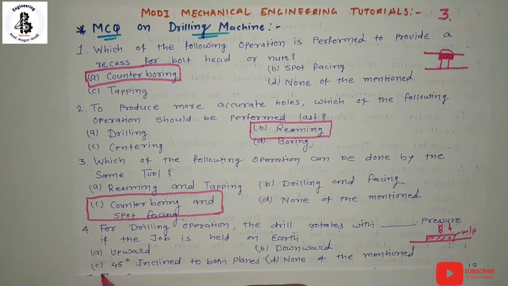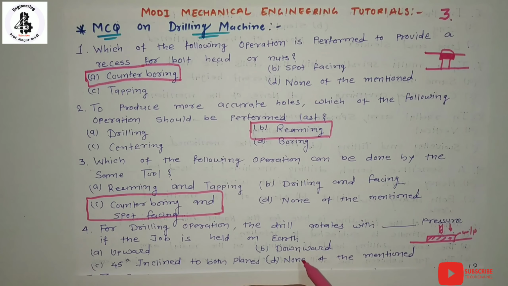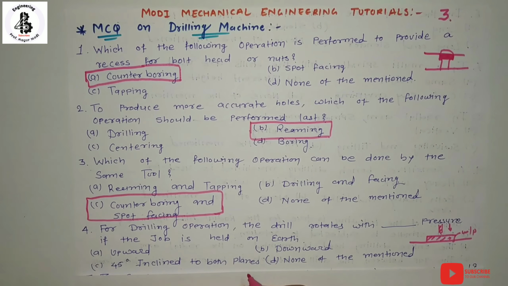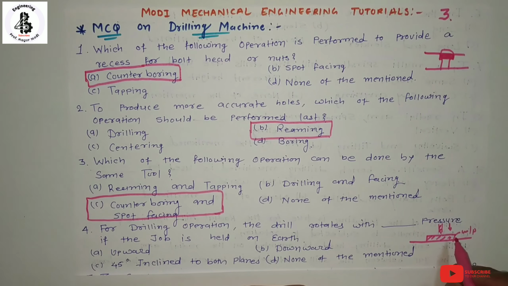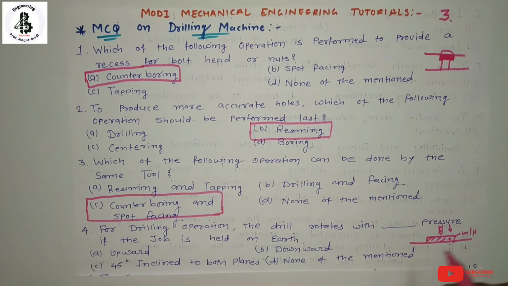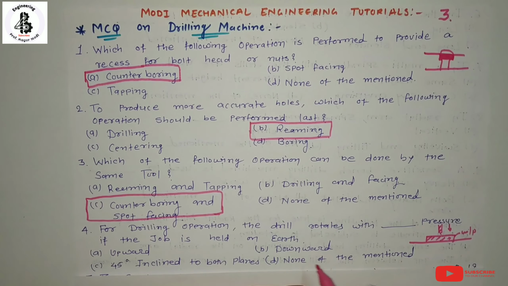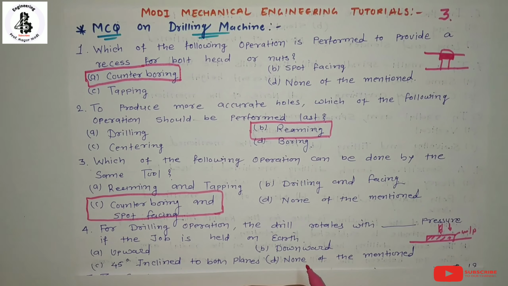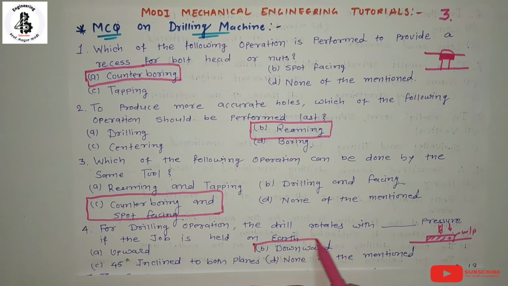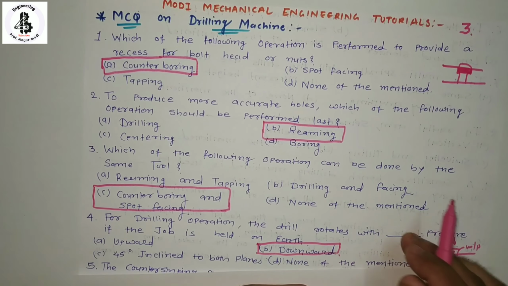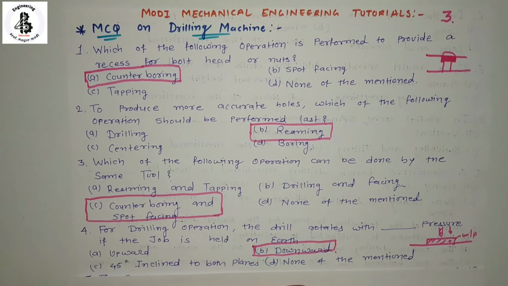You can see the options: A, upward, not possible; B, downward; C, 45 degrees inclined to both planes, also not possible, since our job is held on the earth. For easy operation you should provide a downward force. So for drilling operations the drill rotates with downward pressure if the job is held on the earth. So the right answer is option B. Then we will see the next question.